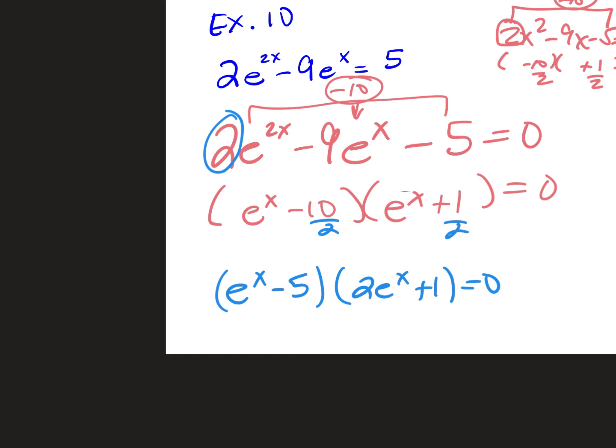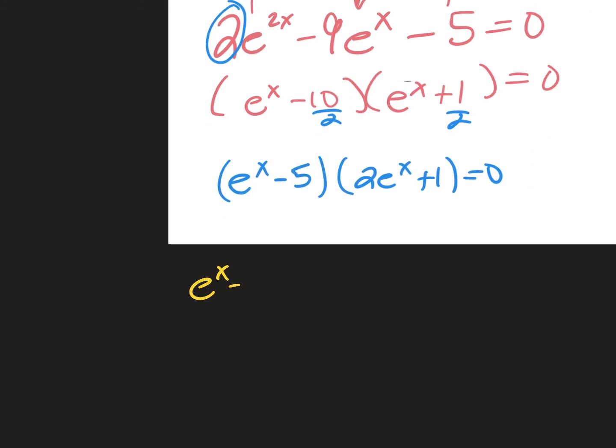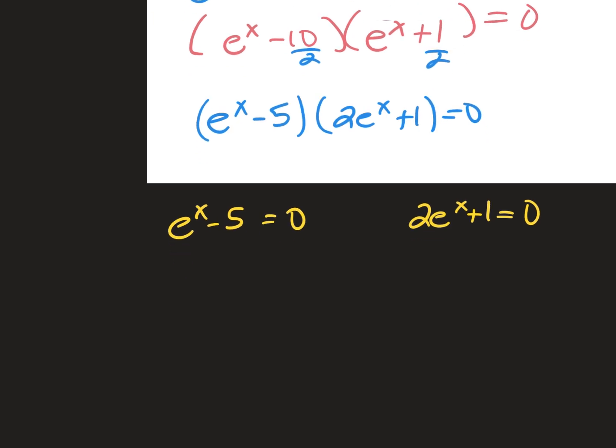Do I now have two exponential equations? What do I do with each parenthesis now that I have it simplified? Set it equal to what? So I have e to the x minus 5 equals 0, and I have 2e to the x plus 1 equals 0. When I solve this, on the left-hand side, how do I get e to the x all by itself? I'm going to add 5. So I have e to the x equals 5.